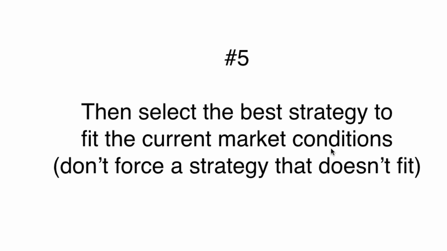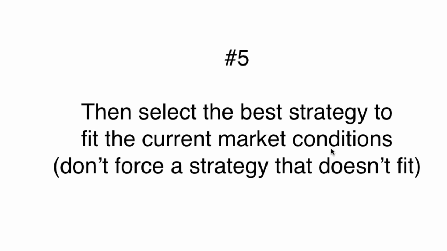Then, once you've made that directional assumption, you select the best strategy to fit the current market conditions. Again, don't force a strategy that doesn't fit. If you have low implied volatility, you're not going to be selling strangles. Those are high implied volatility trades. And again, this is where people get this really wrong.